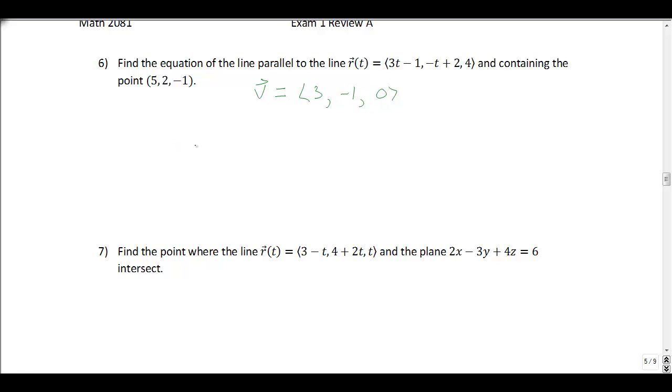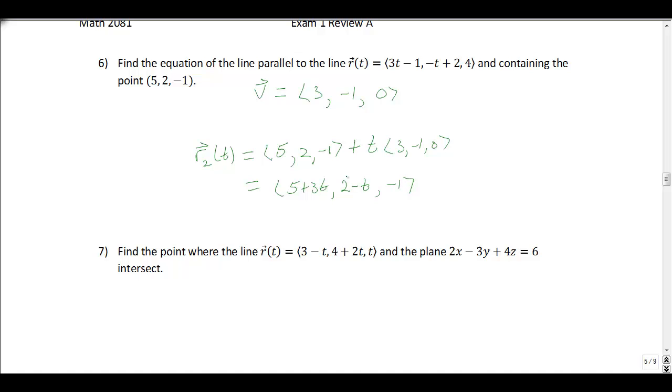And so our line, let's maybe call this r2 of t. I've used r of t up here, so I want to call it something else. It's going to be the point, which I'm going to write as a vector, (5, 2, -1), and then plus t times (3, -1, 0). In the end, this gives us 5 plus 3t, 2 minus t, and then just negative 1 here.